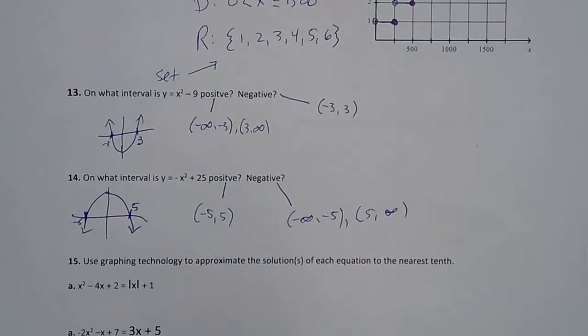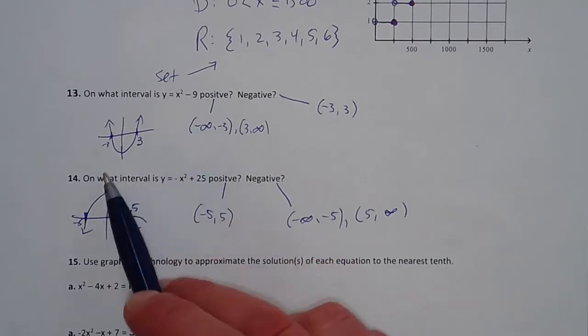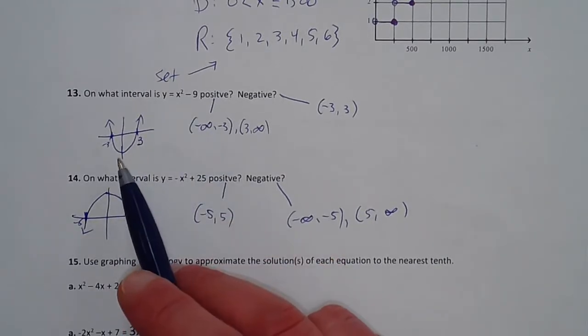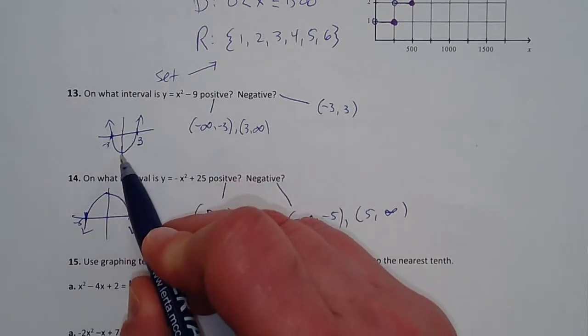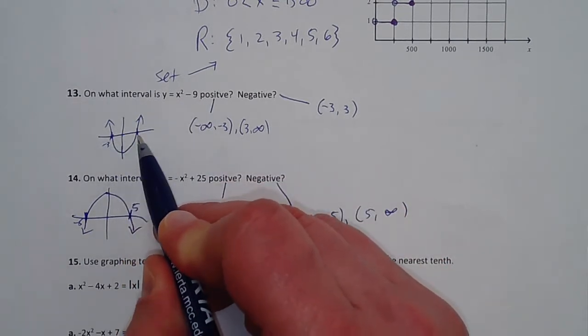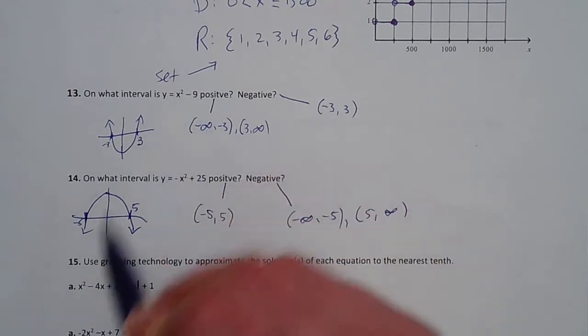Some more interval stuff coming up here. So when is this graph positive or negative? I graphed it. I did all these by hand, but you can graph them in a calculator or anything too. I noticed it's just x squared, but it's shifted down 9. So I just drew it. It's going to cross at negative 3 and 3 because those are the values that would make this equal 0.